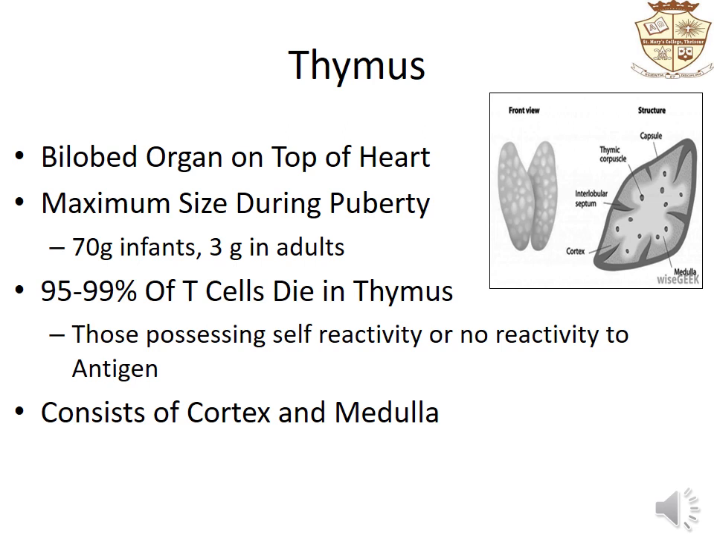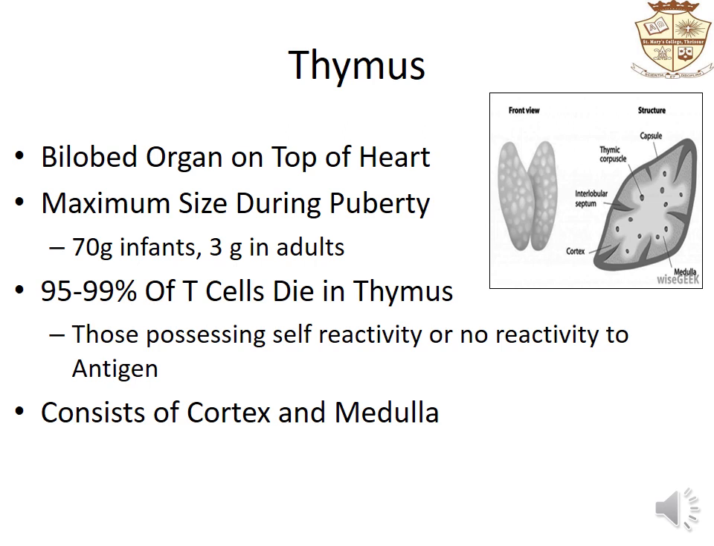Its maximum size will be reached during puberty. Its size is 70 gram in infants and 3 gram in adults. Thymus is a site of T cell maturation. During this process, 95 to 99% of T cells die in thymus due to either their self-reactivity or no reactivity to antigens. So only the T lymphocytes which are not self-reactive and which possess reactivity to foreign antigens will be selected and matured in the thymus.